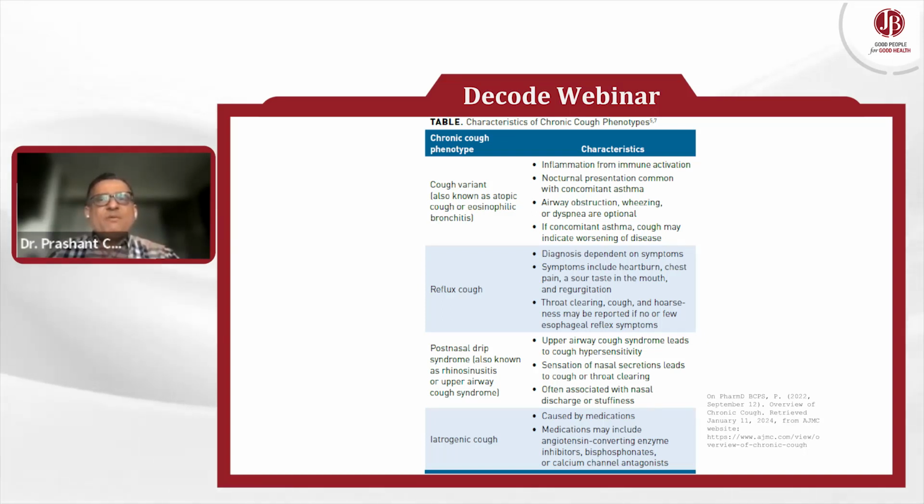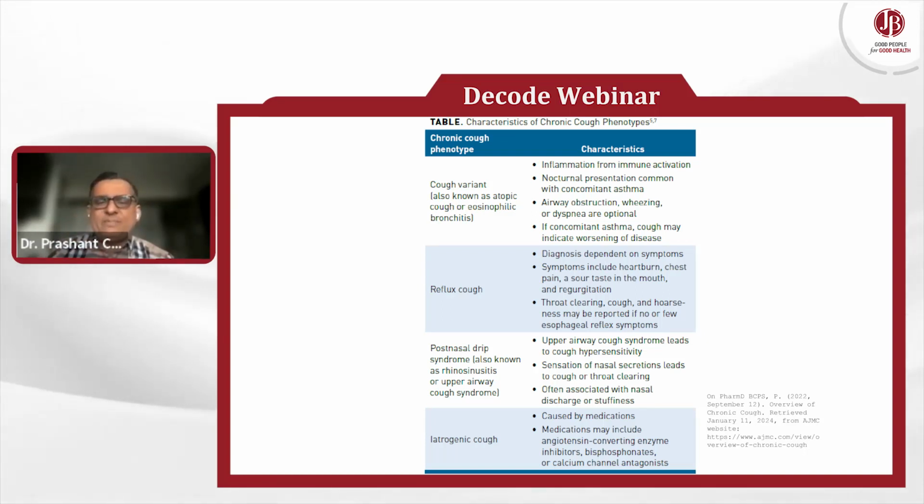Now, postnasal drip: in people who have rhinitis or rhinosinusitis, the nasal secretions can flow forwards, and can flow backwards also. In the past, it was labeled as postnasal drip, where the secretions went to the back of the throat, irritated the throat, hit the voice box, and created a cough. Now that's called upper airway cough syndrome. It's the sensation of the nasal secretions which leads to the cough or clearing of the throat. So it's a very important reason for cough.